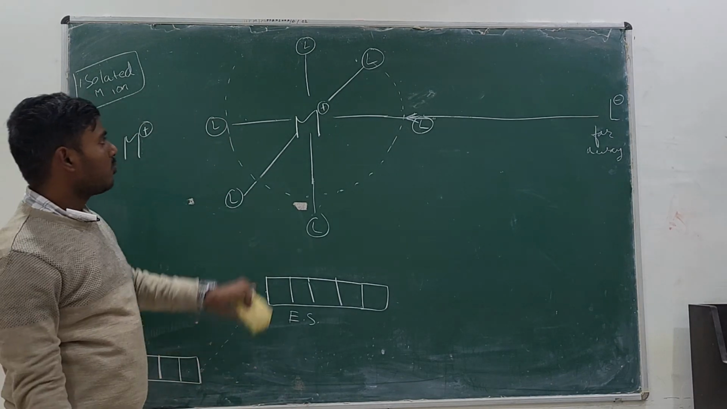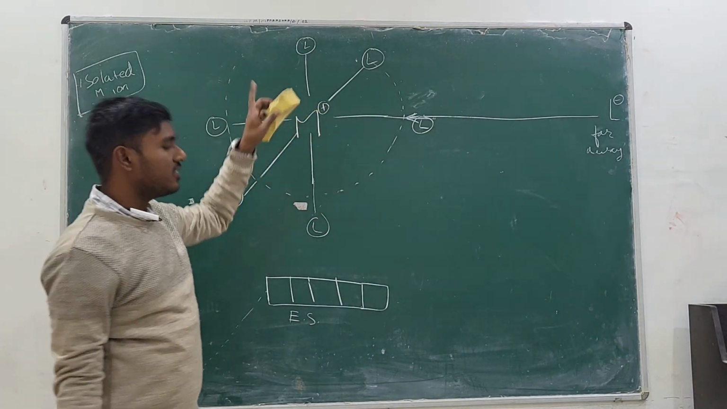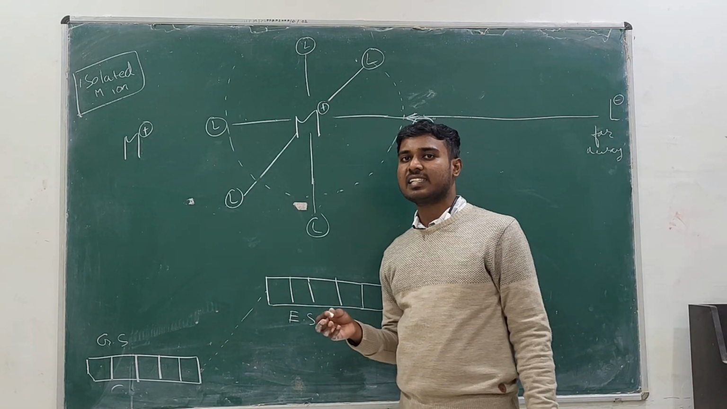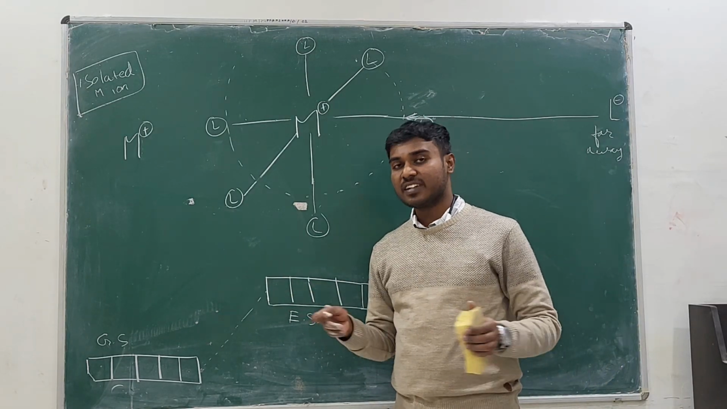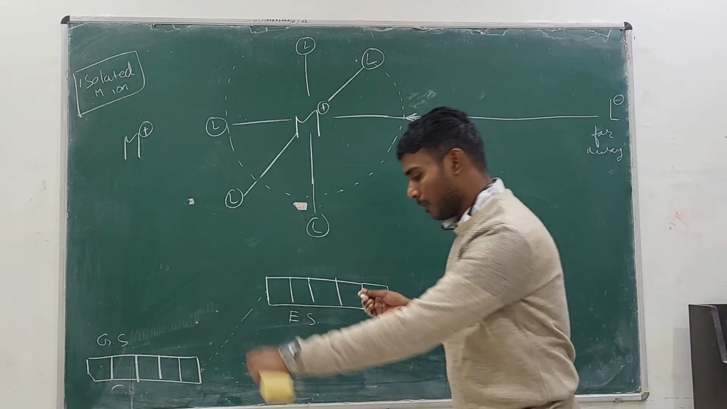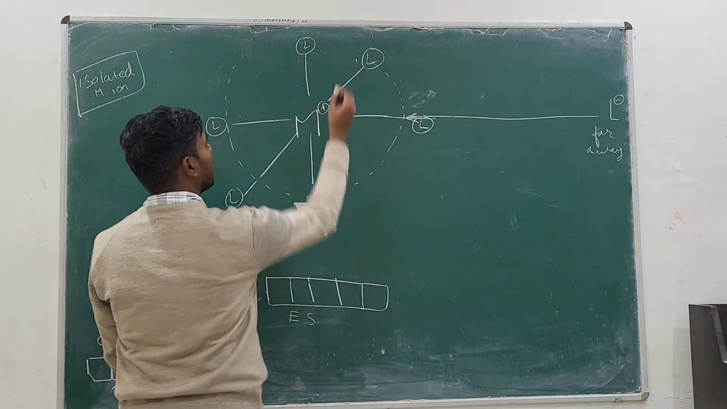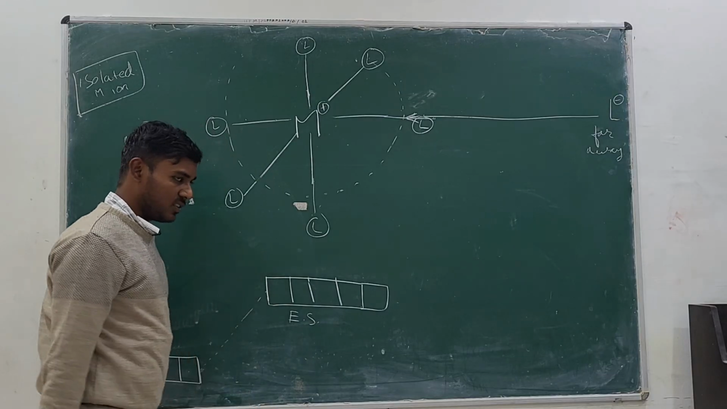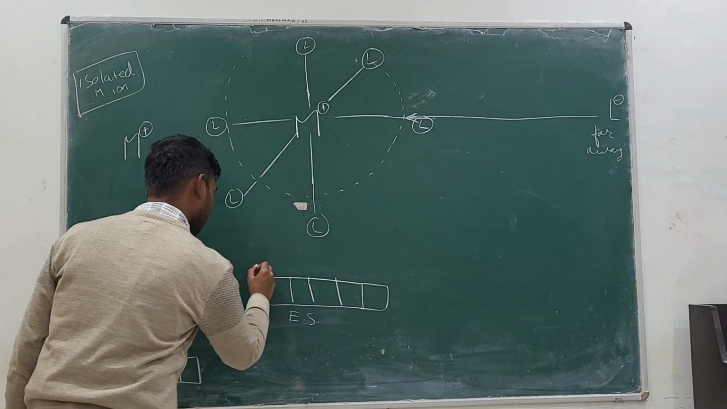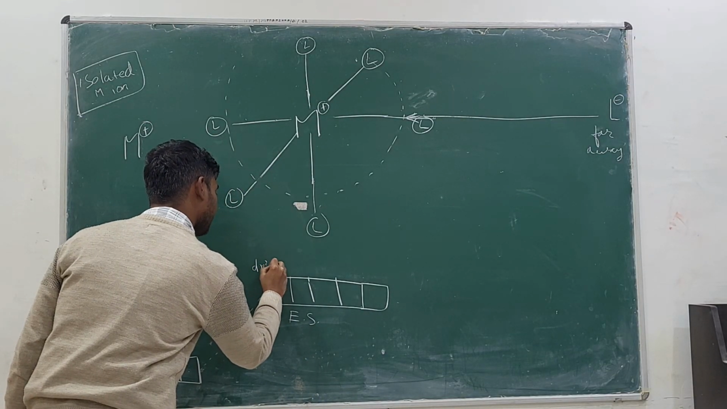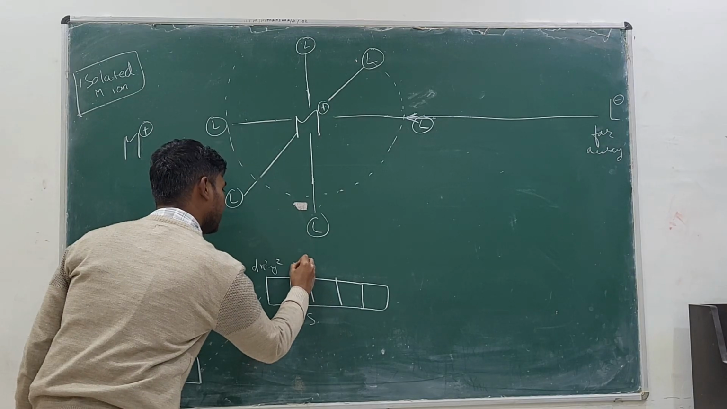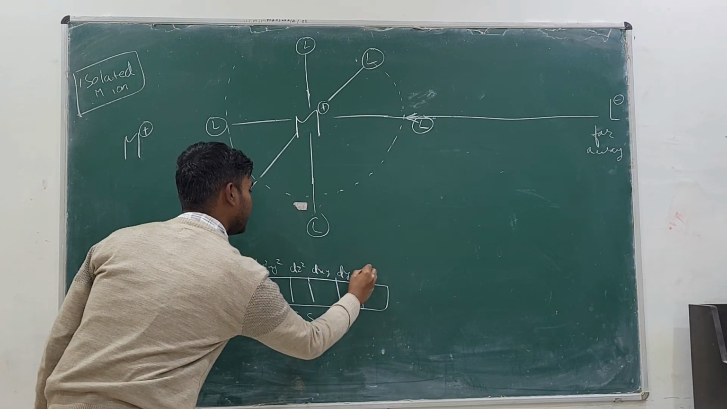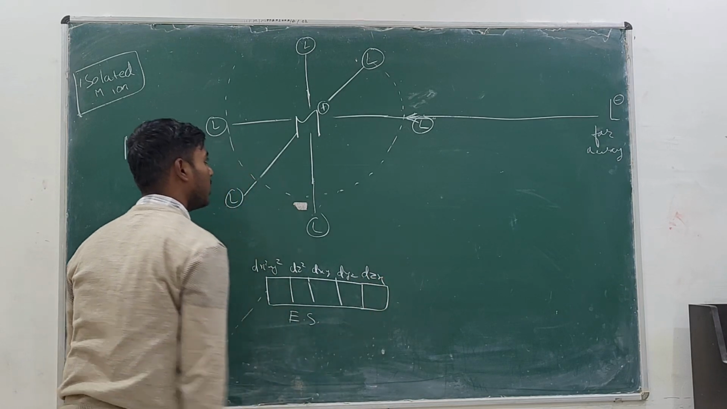So these are the 1, 2, 3, 4, 5, 6. Sorry, these are the 6 ligands in the octahedral complex. There are 6 ligands approaching from 6 different axes towards the metal. Now our metal contains 5 d orbitals: dx² minus y², dz², dxy, dyz, and dzx.